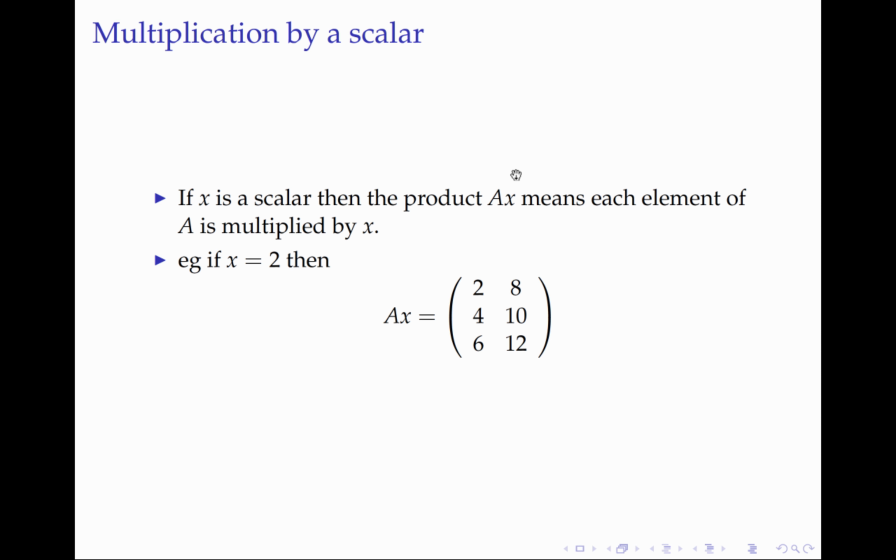We can take a matrix and multiply it by a single number very easily. So if X is a single number and A is a matrix, then we simply take the matrix and multiply every element of it by that number. So here, if A is the matrix that we saw before and X is 2, then we just take all of the elements and multiply by 2. Okay. So that much is easy as well.